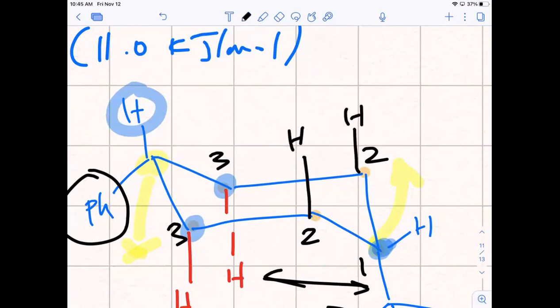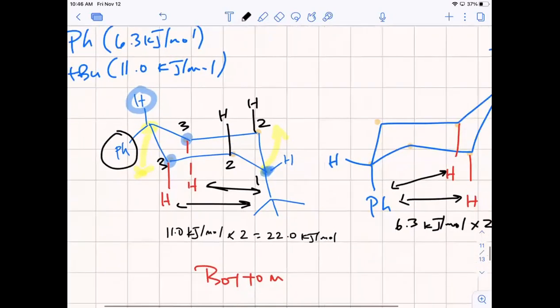Right, because each face has 3 axial positions. But the fact that they're all hydrogens, it doesn't cost anything for those to be axial. The energy comes in and changes when you start sticking substituents on that face, either the top face or the bottom face. Got it. All right, so that's that. So now we can do some work.